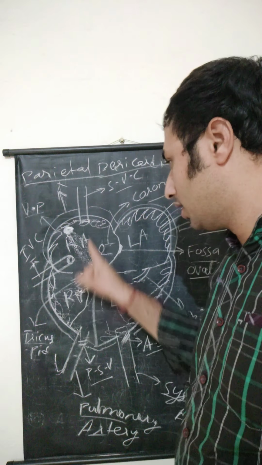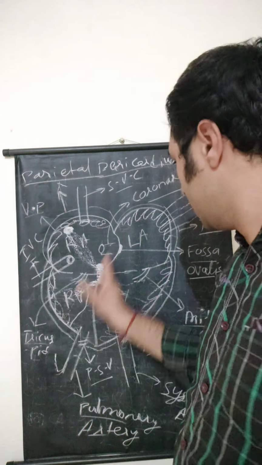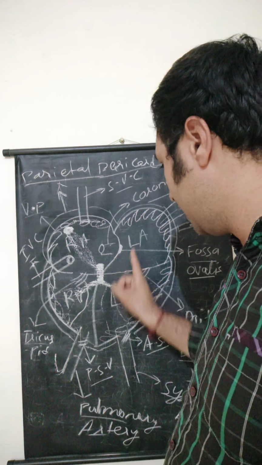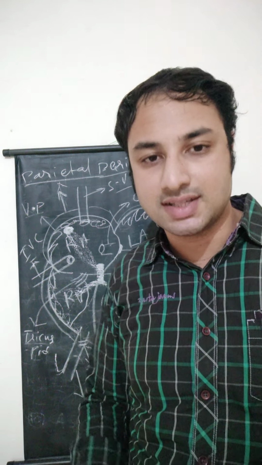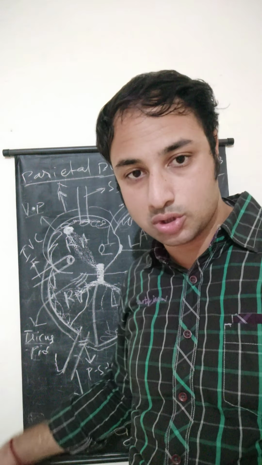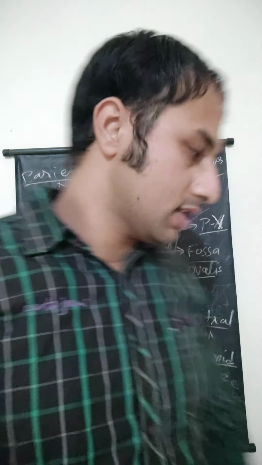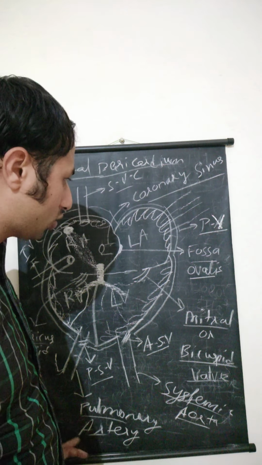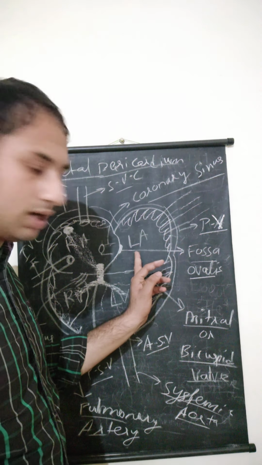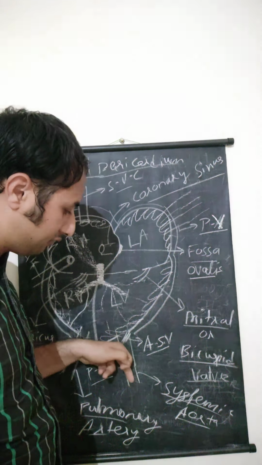Blood will go from the pulmonary artery to the lungs for oxygenation. As you know, the right part of the heart is called the pulmonary heart, and the left part of the heart, LA and LV, is called what? Systemic heart. From here the deoxygenated blood goes to the lungs, and in the lungs the oxygenation process takes place. After oxygenation, the blood comes back into the left auricle, and then goes to the left ventricle.